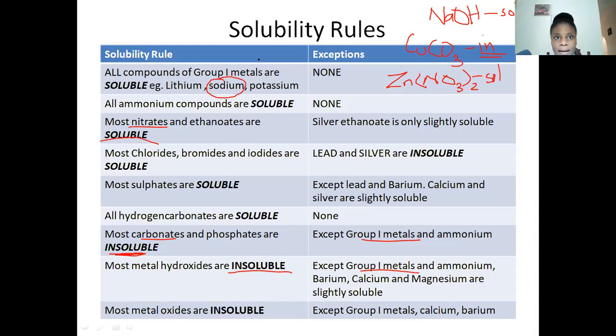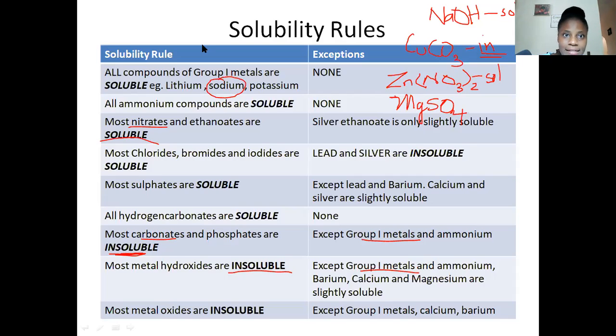Who is next now? I asked Dominique. All right, Tajan, what about this one? Magnesium sulfate. Soluble or insoluble? Soluble, miss. Why? Because most sulfates are soluble except for lead and barium. Very good. Excellent answer. You're on the ball.